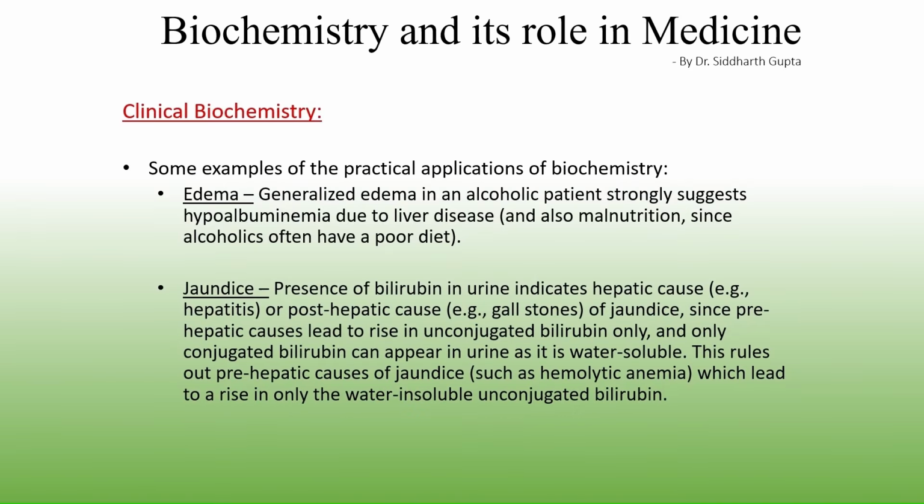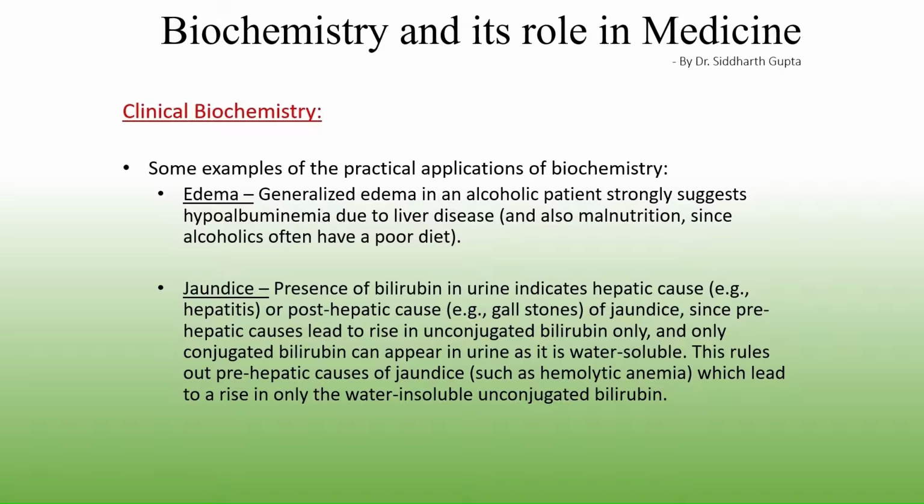So next we come to jaundice. Jaundice is the yellowish appearance of skin and sclera due to excessive bilirubin in blood. Now, bilirubin exists in two forms, unconjugated and conjugated, and only the conjugated form is water soluble, and it is also the only form which is excreted in urine. Now, levels of conjugated bilirubin rise only in hepatic and post-hepatic causes of jaundice.